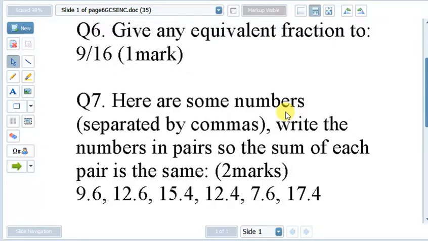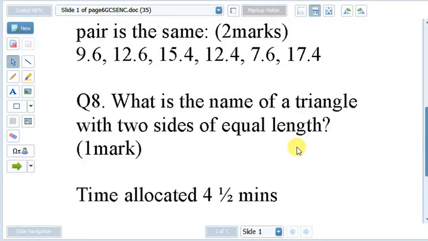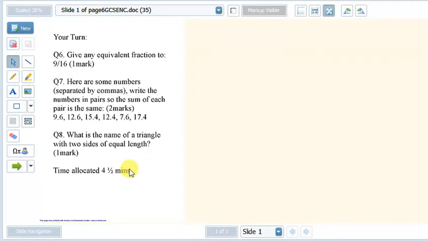So, give any equivalent fraction to 9/16. And here are some numbers separated by commas. Write the numbers in pairs so that the sum of each pair is the same. So, and those are your numbers: 9.6, 12.6, 15.4, 12.4, 7.6 and 17.9. Question 8. What is the name of a triangle with two sides of equal length? Okay, so I've allocated 4.5 minutes for these questions. So good luck and have a go.